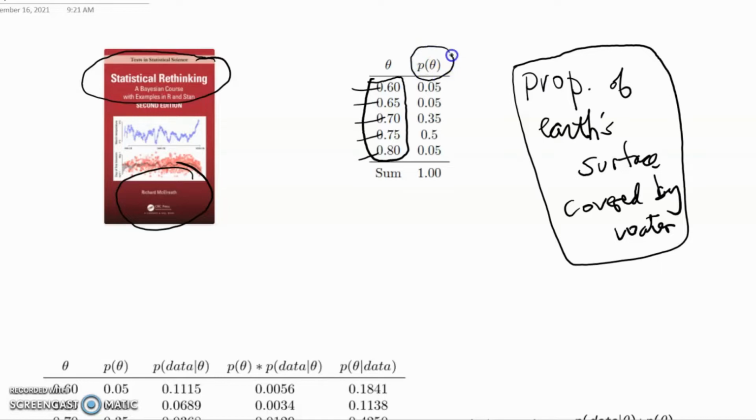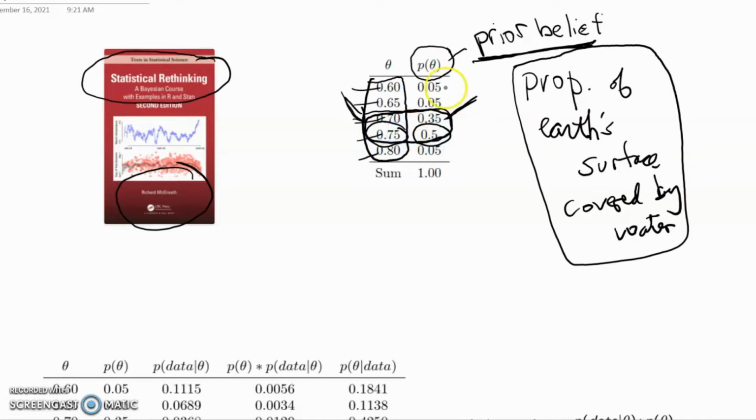What we have in this column is my prior belief. So I just made a guess about what proportion of the Earth's surface might be covered by water. And you can see that, in general, I'm thinking it's around 70 to 75%. So I'm saying that my prior belief is there's a 35% possibility that it might be 0.7. There's a 50% possibility that it might be 0.75. And there's only very tiny possibilities that it might be some of these other values.